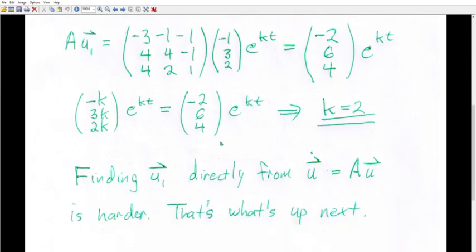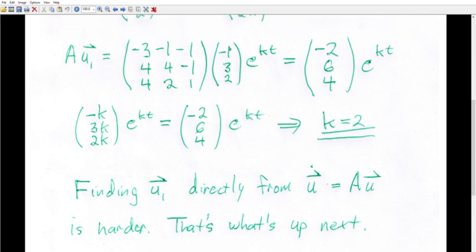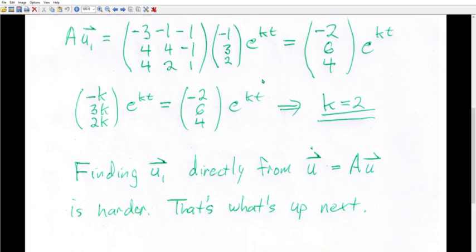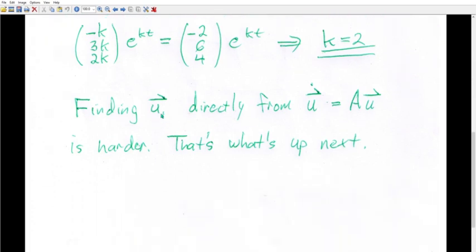We set those things equal. (-k, 3k, 2k) times e to the kt has to equal (-2, 6, 4) e to the kt, and pretty clearly k equals 2. And that gets us a solution. So (-1, 3, 2) e to the 2t solves this differential equation. So finding this u1 directly from u dot equals Au is harder. And that's what's going to be happening next. And it's not going to be just one class, because there are a variety of cases we're going to have to consider.